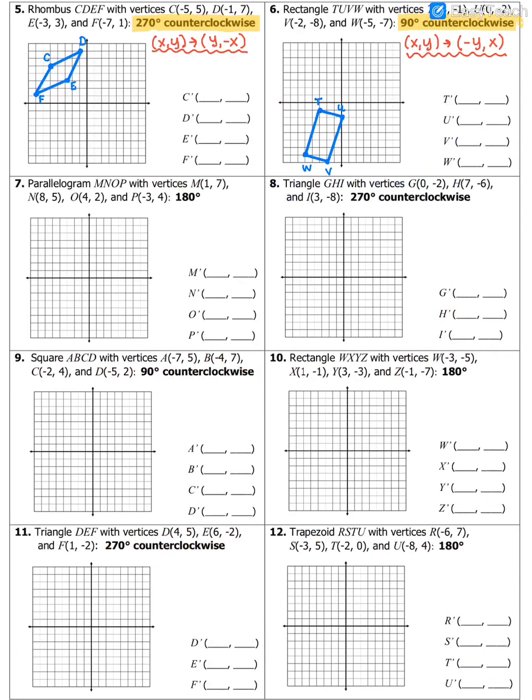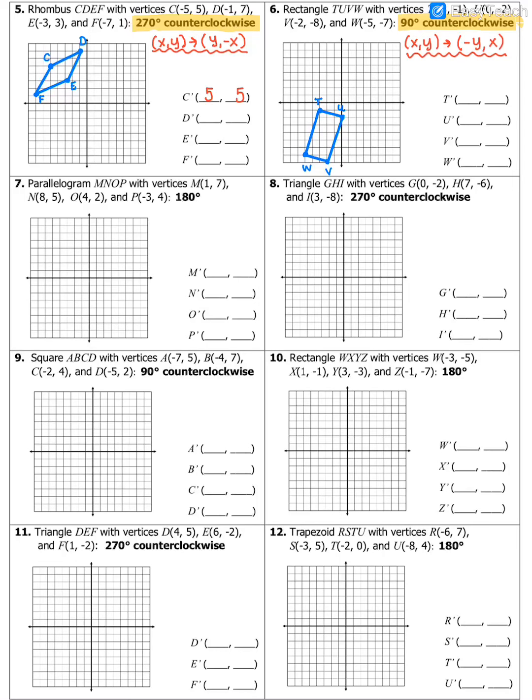Okay, so 2 more of these together. They're still going to work the same way, same rules. The next one is 270 degrees counterclockwise. So we are going to flip-flop x and y, and then we change that second number to become a negative, or change the sign. So for the first one, C prime, when we flip-flop x and y, becomes 5, -5, and then we have to change the sign on the second number. So since it's negative, now it's going to become positive.